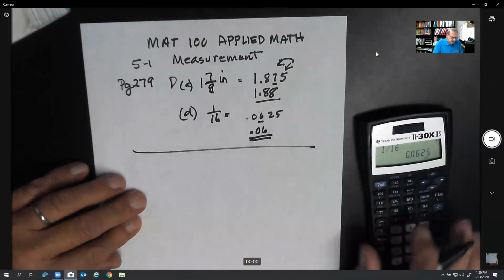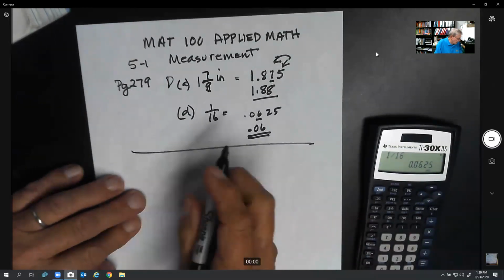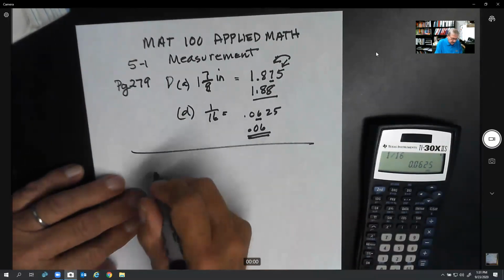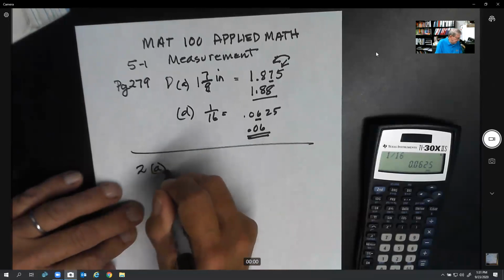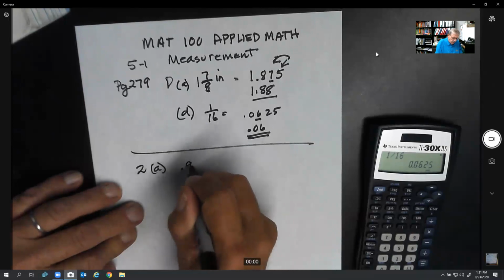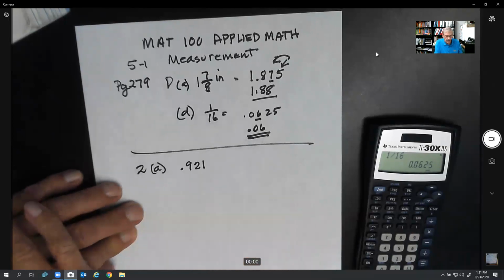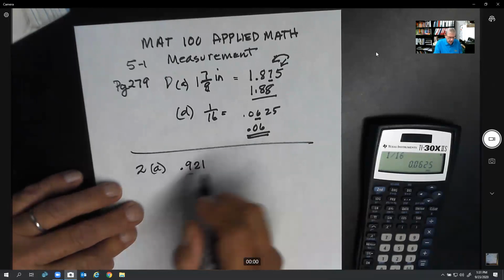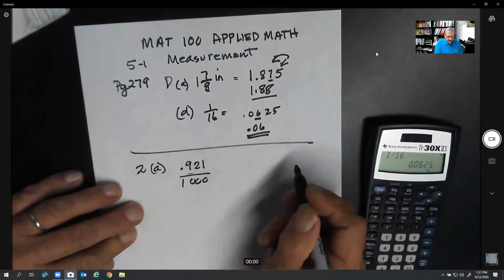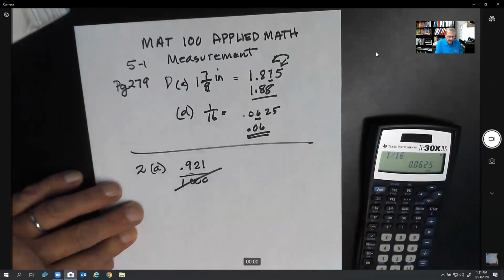On the next section, it's kind of interesting. They have something like 0.921. This is number 2A. They have this number .921, and they want you to convert this to 16ths, a fraction, but not only just a fraction, because normally if we convert to a fraction, we just put all these over zeros and then the 1 for the decimal point. But that's not what they want. They wanted this converted to 16ths.